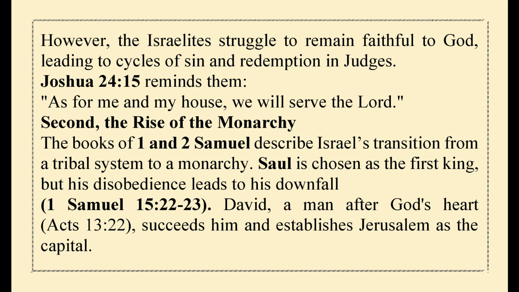Second, the rise of the monarchy. The books of 1 and 2 Samuel describe Israel's transition from a tribal system to a monarchy. Saul is chosen as the first king, but his disobedience leads to his downfall, 1 Samuel 15:22-23. David, a man after God's heart, Acts 13:22, succeeds him and establishes Jerusalem as the capital.